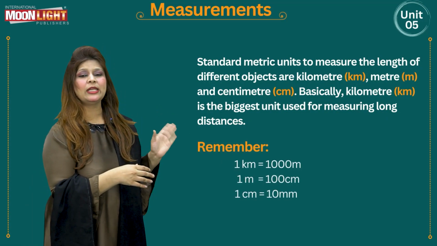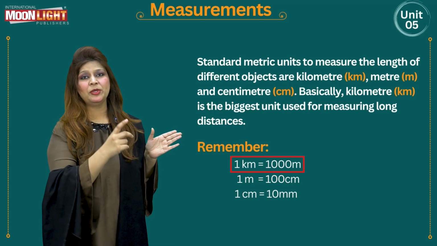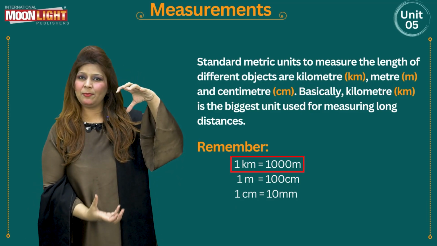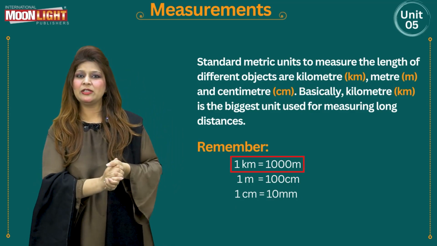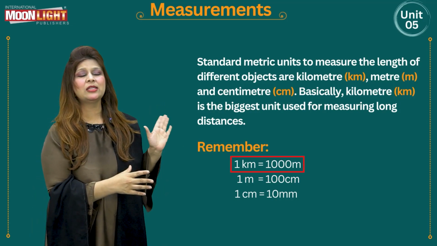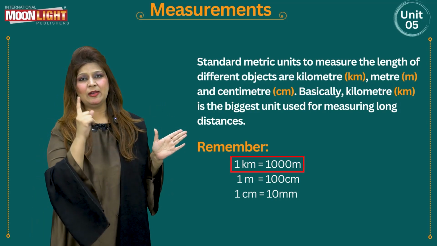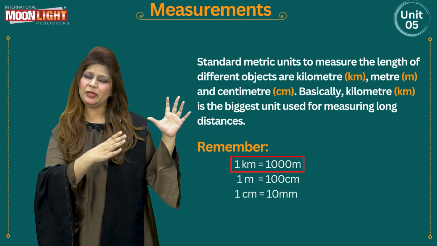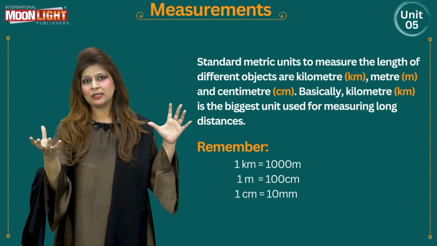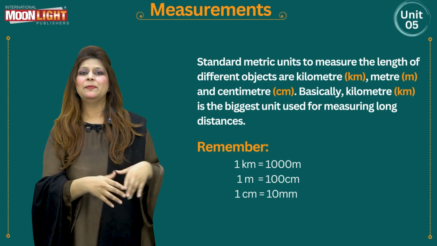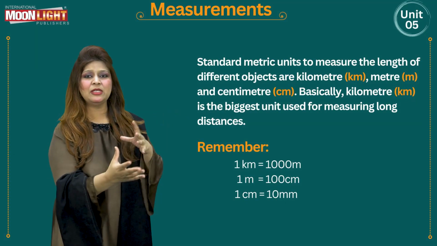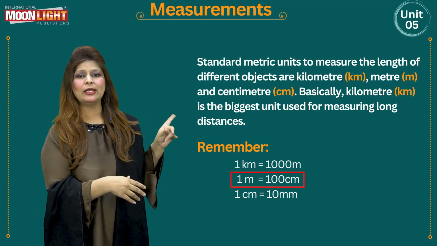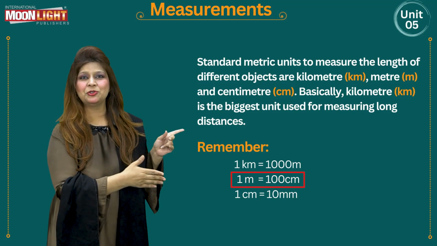So here we go. This one is 1 kilometer. In 1 kilometer there are how many meters? Because kilometer is the biggest one and there are meters inside a kilometer. So we have 1000 meters in 1 kilometer. Now, in kilometer there are meters, so what about in meter? There will be centimeters. So in 1 meter, we have 100 centimeters.